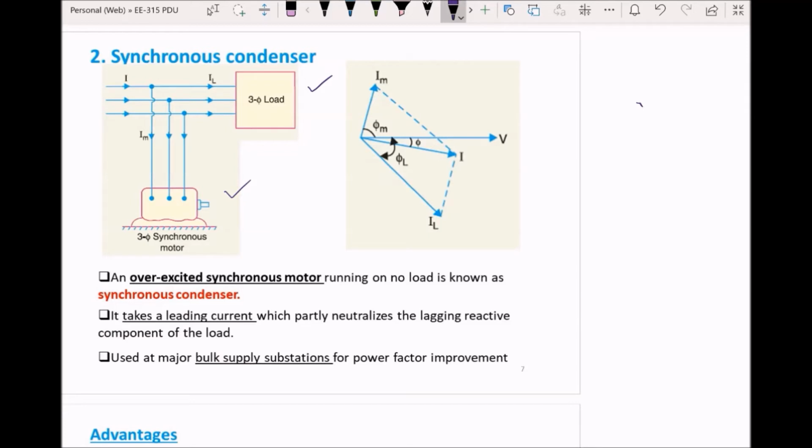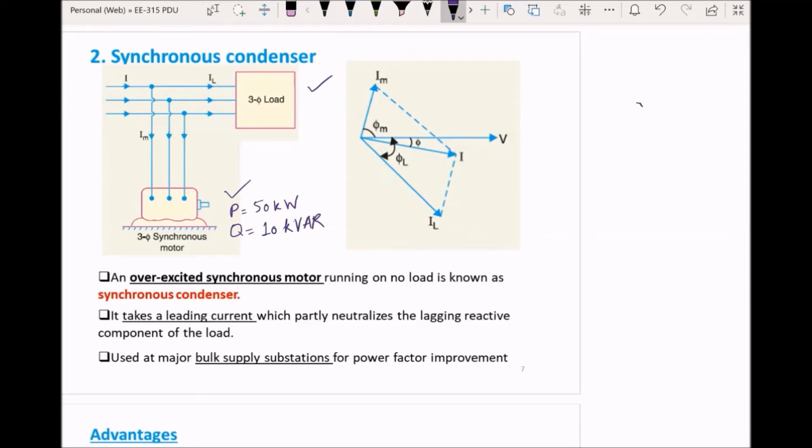If you remember, in the case of static capacitor, we calculated the capacitance to be connected, but in this case we will be adjusting the power factor by varying the field current. So if this motor which is connected draws, let's say, 50 kilowatts, and the reactive power which is desired to be supplied is, let's say, Q is 10 kVAR.